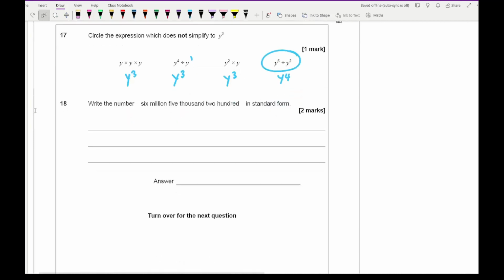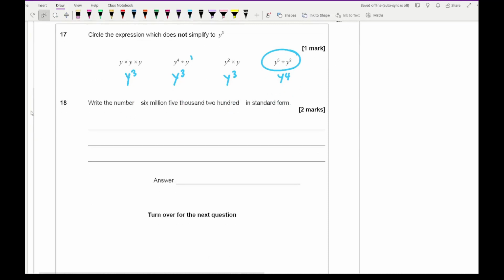Question 18, it says write the number 6,005,000. So if we write that down, I misread the number. It's 6,005,200. Write this number in standard form, so it's 6.0052 times 10 to the power of 6. If I did write the 2 zeros after the 2, absolutely fine.